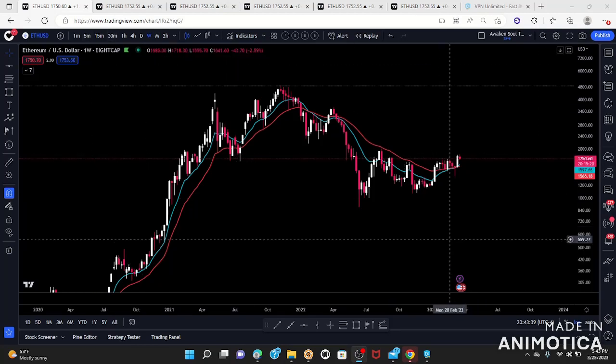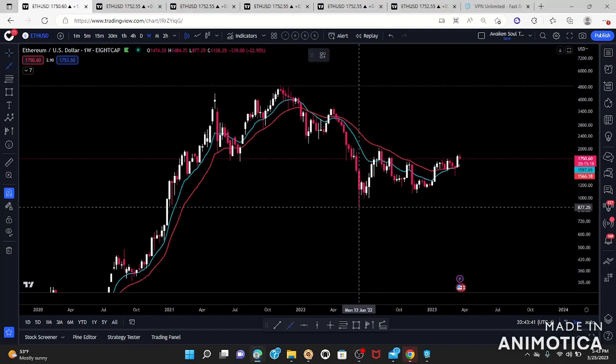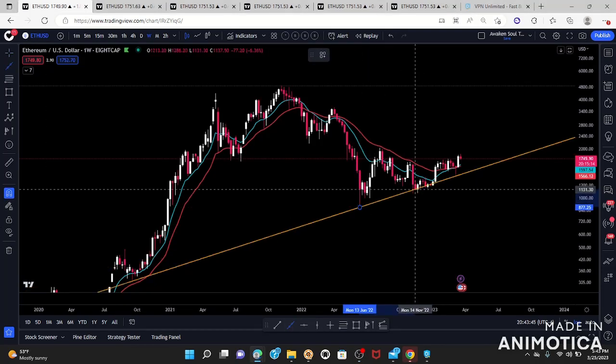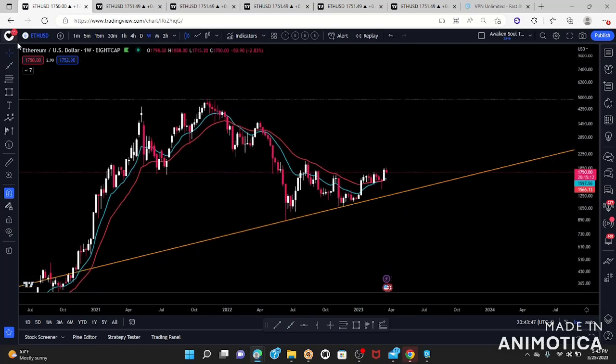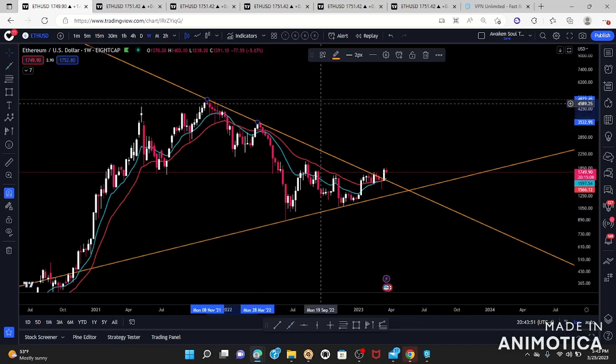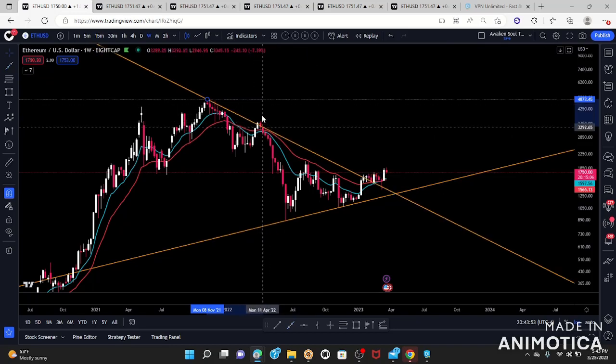Today we're going to review Ethereum and set it up for our next trade. We're going to start on our weekly. We're going to turn on our magnet. We're going to do one touch, two touches, one touch, two touches, right?